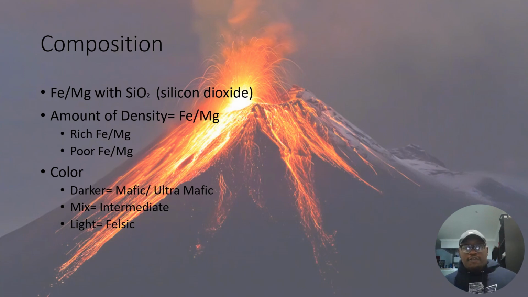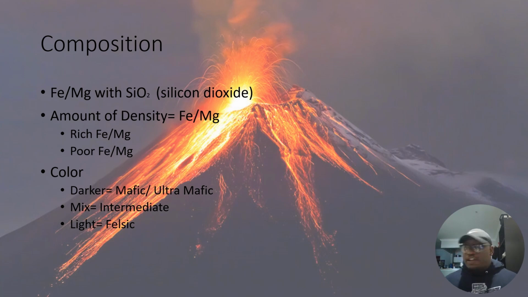Speaking of that ratio, it does influence the color. When I was talking about minerals, color was not a useful thing to use when identifying, but with igneous rocks, it's very important. So I want to work my way up in percentage of composition of iron magnesium. Let's start at the bottom, and that is felsic.